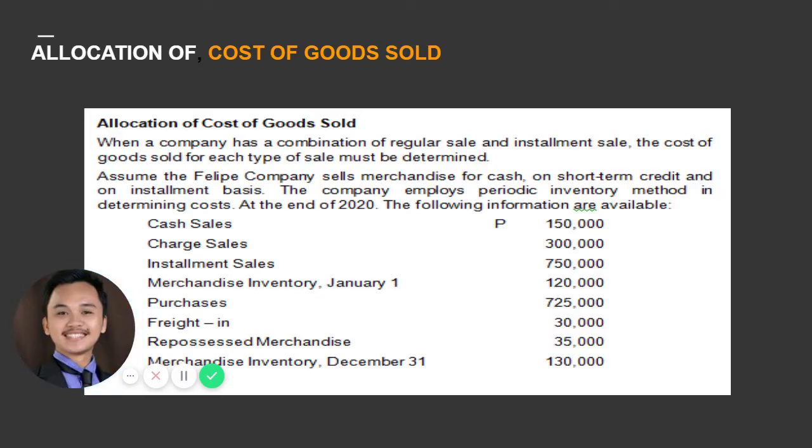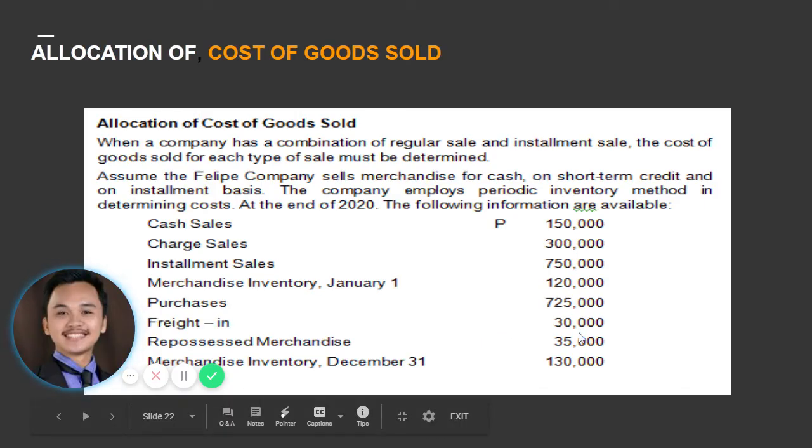So for example, we have here Felipe Company selling merchandise for cash, on short-term credit and on installments. In all installment sales, the company employs periodic inventory method in determining cost at the end of 2020. So we have here the details. We have cash sales of 150, charge sales for 300, and installment sales for 750,000.